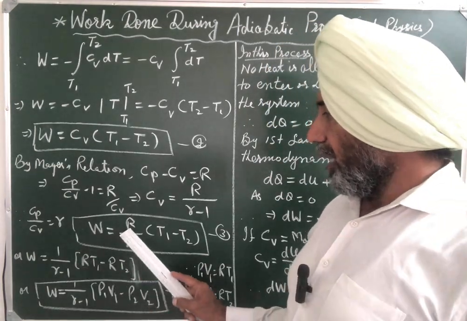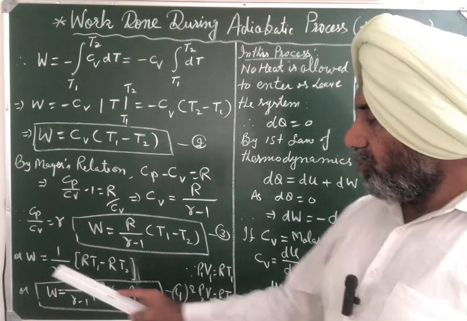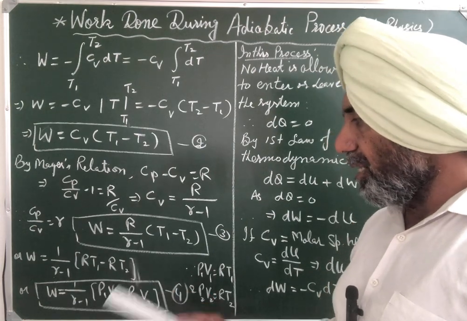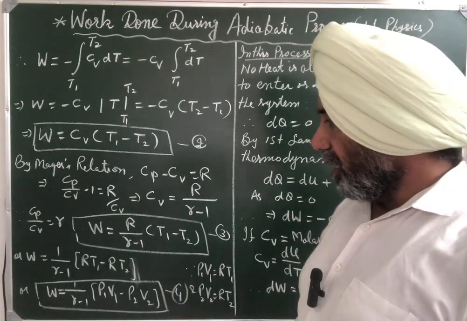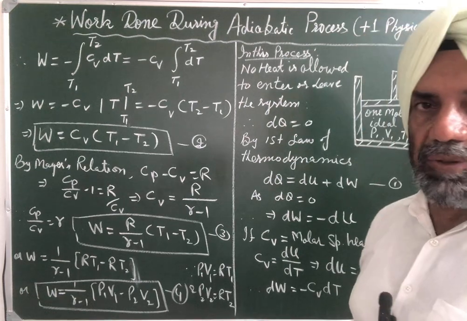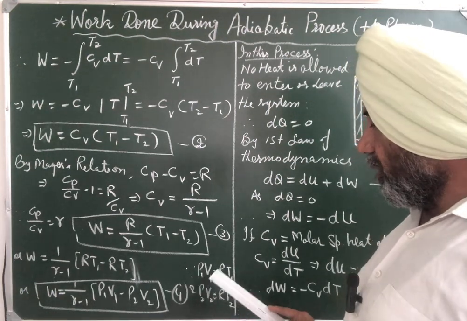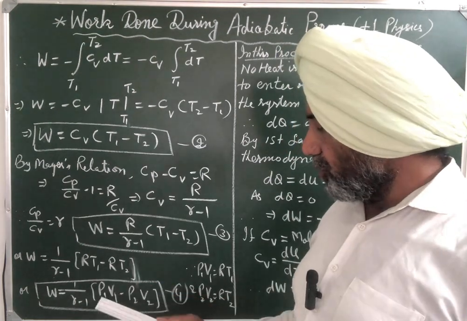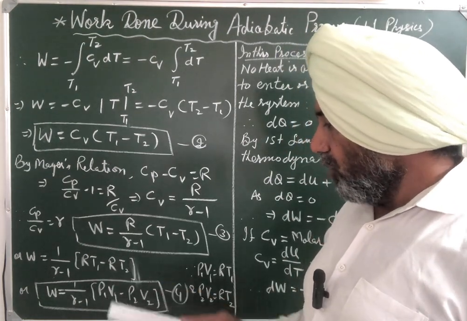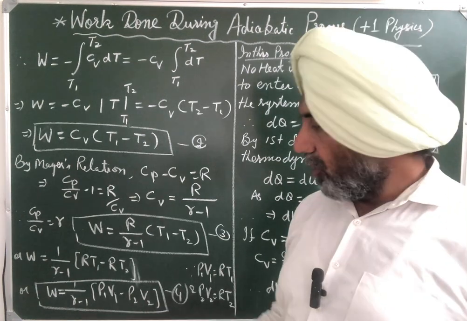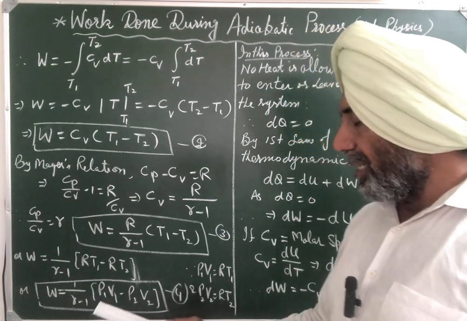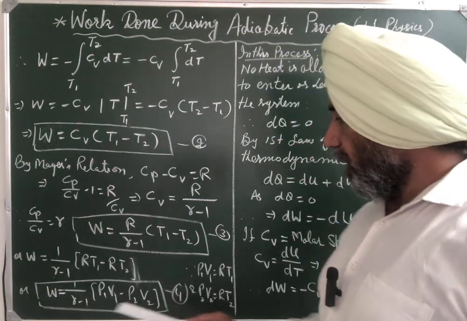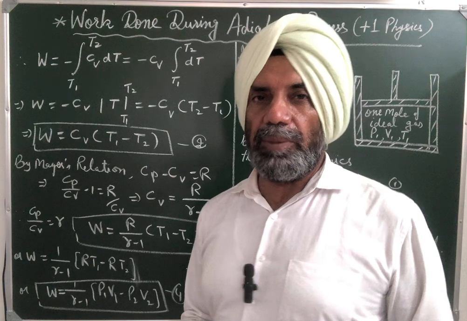Also, if we take R inside this bracket, we have W is equal to 1 upon gamma minus 1, R T1 minus R T2. And by the ideal gas equation, we have PV is equal to RT. So P1 V1 is equal to RT1, P2 V2 is equal to RT2. So instead of RT1 we substitute P1 V1, instead of RT2 we substitute P2 V2. So W is equal to 1 upon gamma minus 1 into P1 V1 minus P2 V2, which is the third form of work done during an adiabatic process.